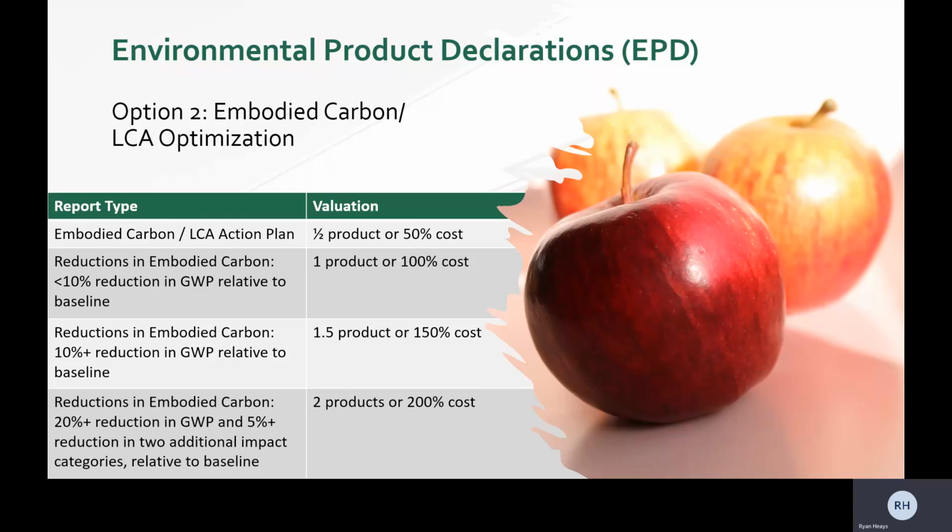Similar to option 2 of the building life cycle impact reduction credit, option 2 of the EPD credit uses baseline and optimized comparisons of LCA and EPD documents for specific products as opposed to the overall building structure and envelope. It's an apples to apples comparison to demonstrate optimization of products. And like option 1, it offers tiered valuations, in this case for increasing reductions in embodied carbon.